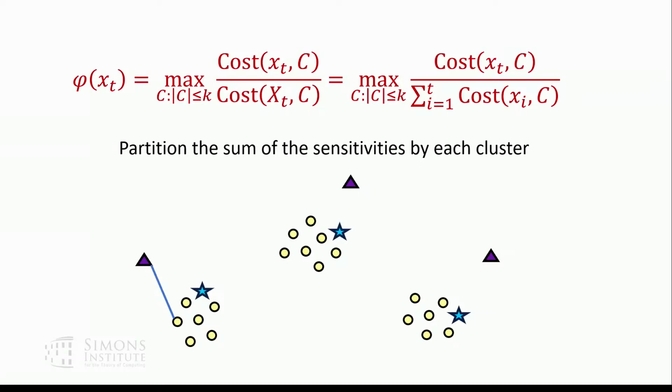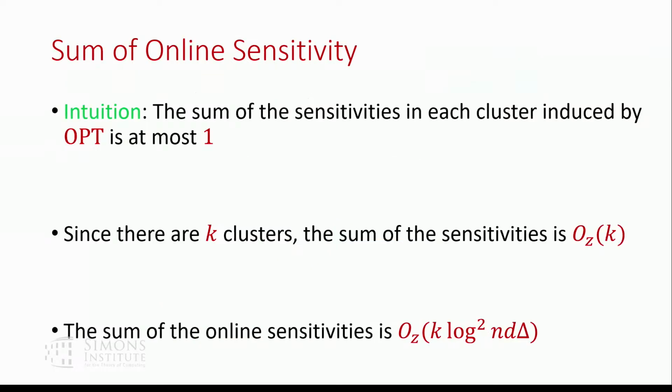So what we're really doing is saying that there's a natural partitioning that's defined by the optimal choice of the centers. And once we have this partitioning, we consider the ratios in each of these partitions and show that each cluster has the sums at most 1. And since there are k clusters, the sum of the sensitivities is at most order k.